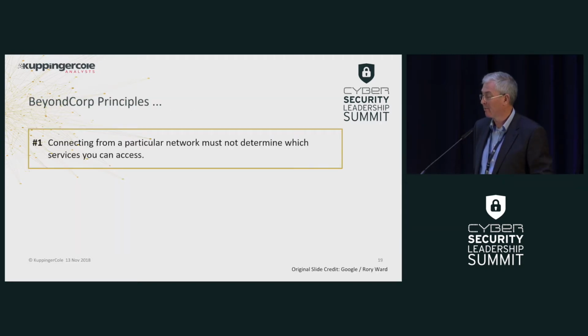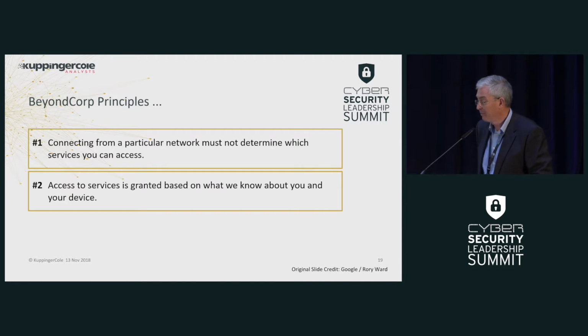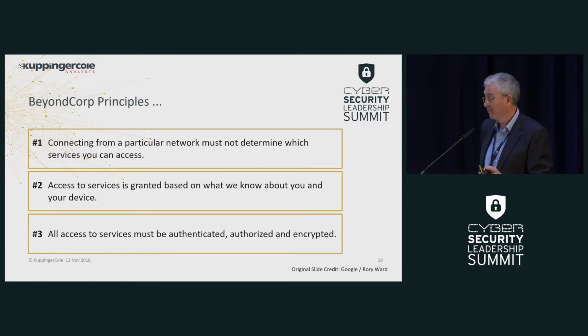So what are the principles? Principle 1, connecting from a particular network must not determine which services you can access. In other words, the user experience is identical wherever you are. The access to services is granted based on what we know about you and your device. And finally, access to all services must be authenticated, authorized, and encrypted.